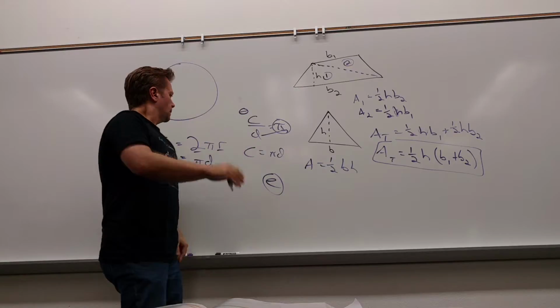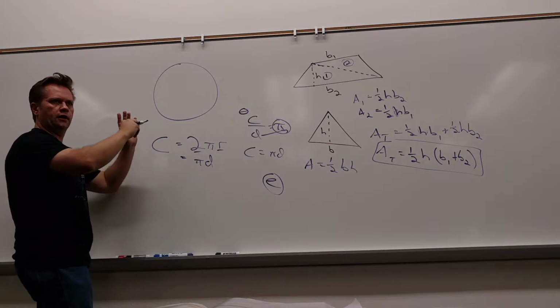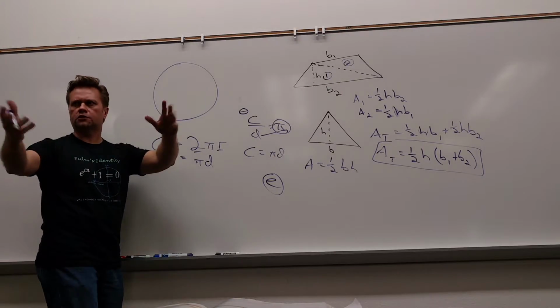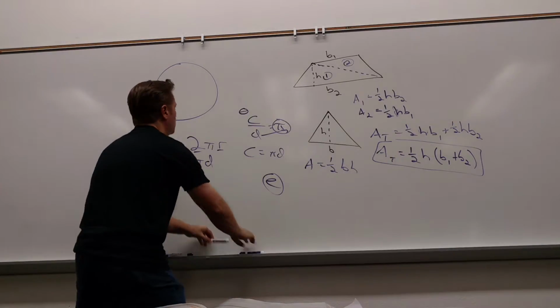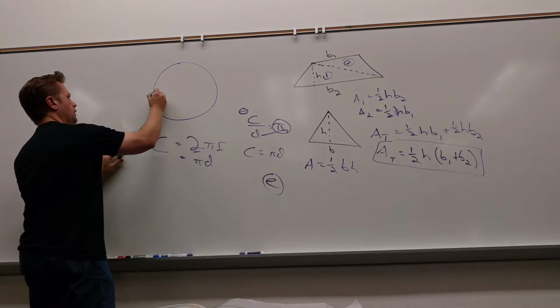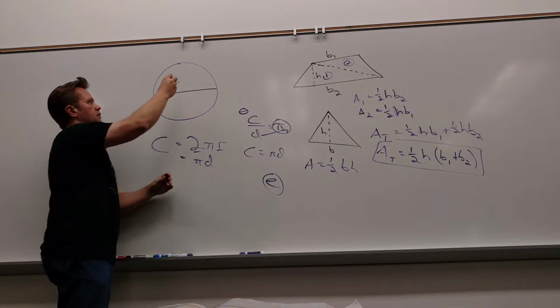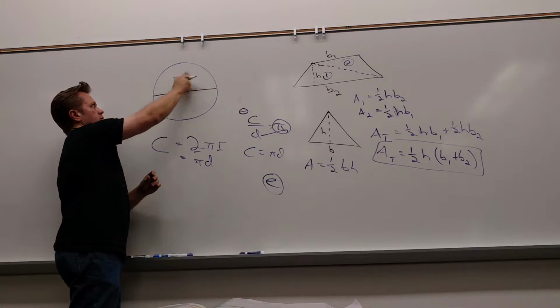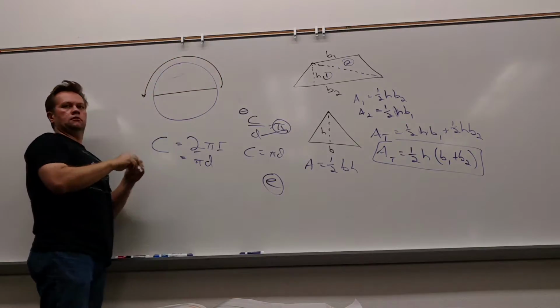Okay, so that's the circumference. So how do we get the area then? I know most of you should know the area of a circle, but I'm going to show you where it comes from. This kind of gets cool. If I cut this bad boy in half, it looks sort of like... How far is this? 180.